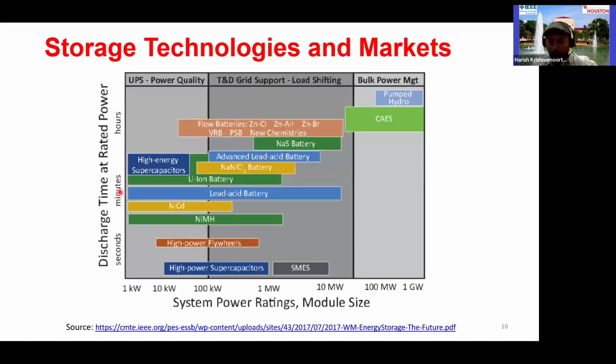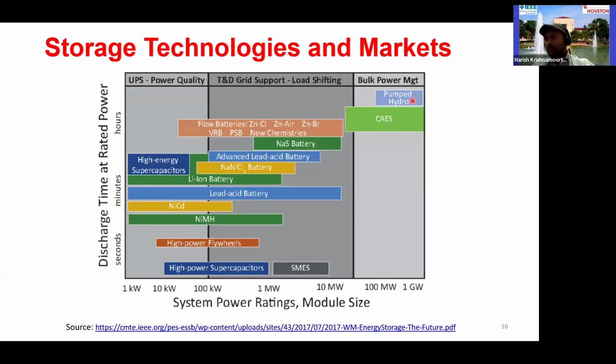So now, what type of energy storage resources might be used in each application? This kind of gives a holistic chart. On the x-axis, you see the system power ratings, like how large these systems can be built. And on the y-axis, you have the speed of discharge, like how quickly these energy storage resources can be utilized.